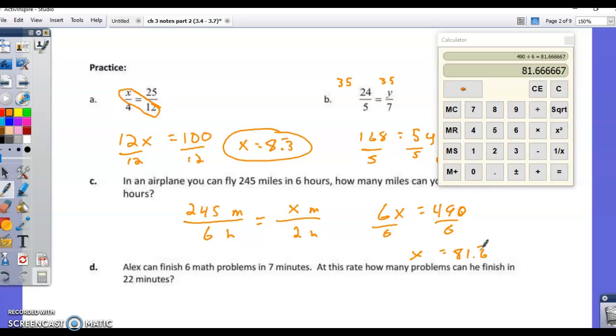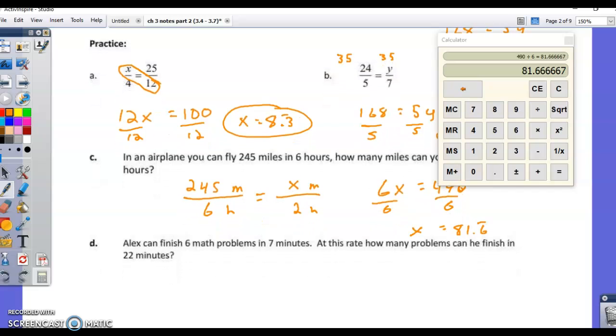So if you can go 245 miles in 6 hours, in 2 hours you'll be able to travel 81.6 miles based on that unit rate. So again, when we're setting up proportions, just make sure your units are on the same side and you'll be able to get that answer accurately.